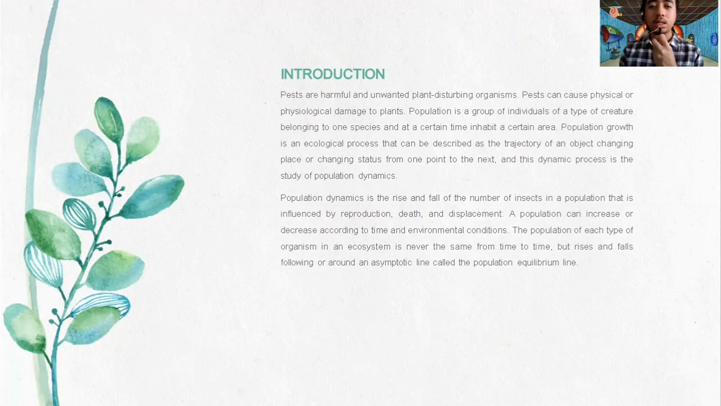Population dynamics is the rise and fall of the number of insects in a population that is influenced by reproduction, death, and displacement. A population can increase or decrease according to time and environmental conditions. The population of each type of organism in an ecosystem is never the same from time to time, but rises and falls following or around an asymptotic line called the population equilibrium line.